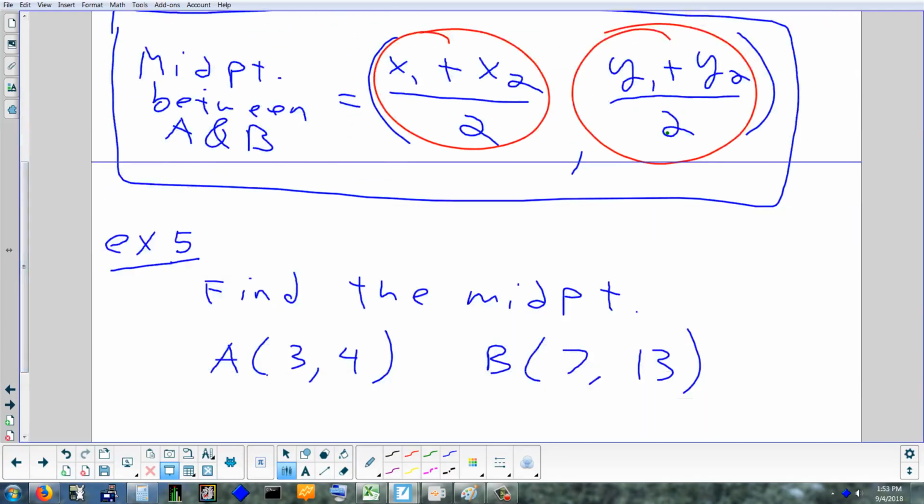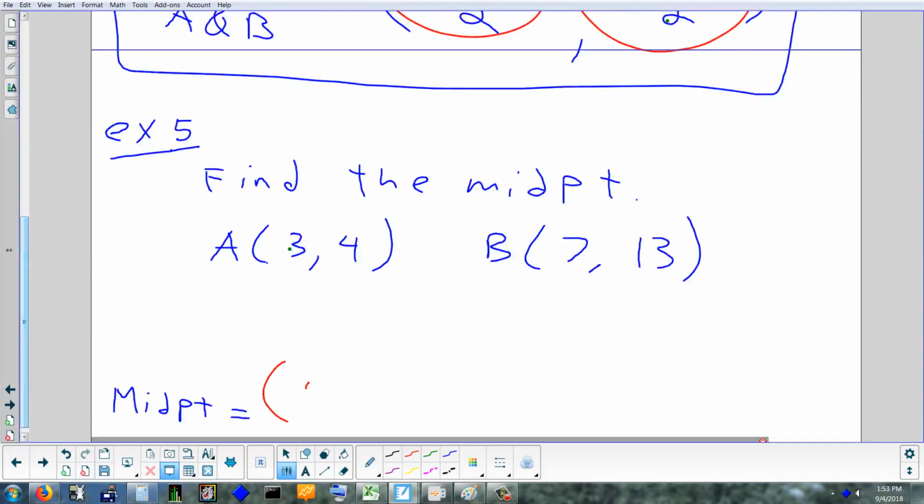Okay, let's finish up by finding the midpoint between these 2 points. So we've got the points 3, 4 and 7, 13. Right, so Serenity, let's start with the x's. If we add them up, what do we get when we add up the x's? Yep, 10, and then divide it by 2 gives me 5. So the midpoint is 5, comma, 4 plus 13 gives me 17.